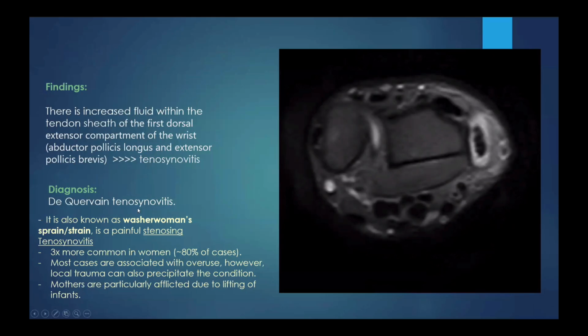And if we get tenosynovitis at the first compartment, we call this syndrome de Quervain tenosynovitis or de Quervain syndrome. It's also known as washerwoman's sprain or strain. Some people call it new mommy syndrome. It's a very painful stenosing tenosynovitis, three times more common in women, about 80%, and most cases are associated with overuse. It might be after local trauma, which precipitates this condition.